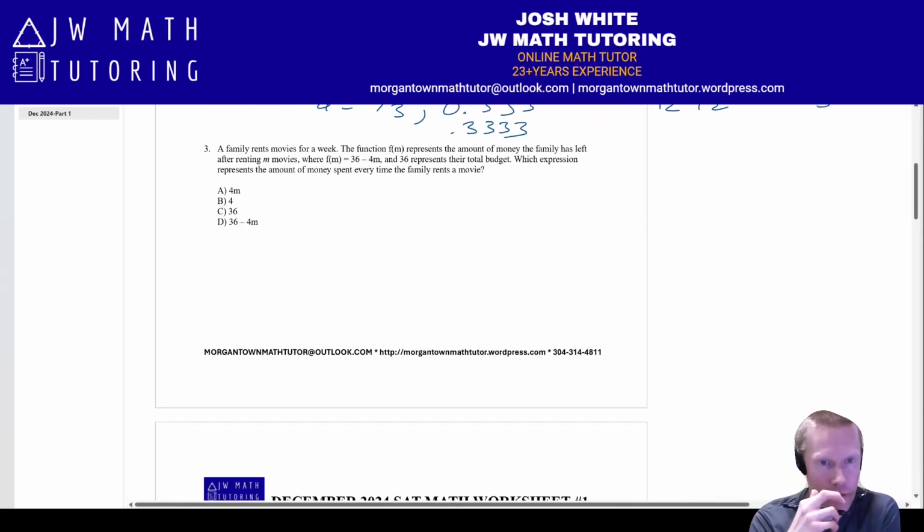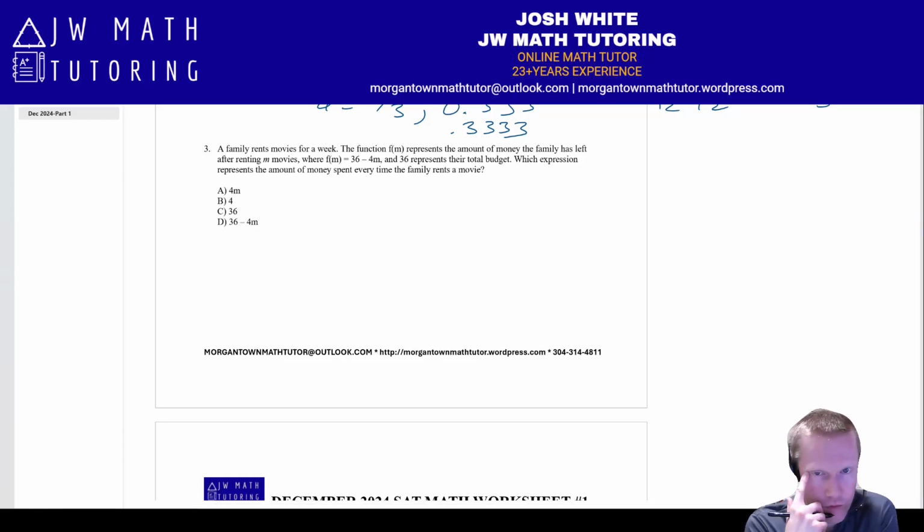Here you have a situation where they describe a family renting movies for a week, and the 36 in this function represents their total budget, basically the total amount of money they have, and they want to know which expression represents the amount of money that they spend every time the family rents a movie. So the answer to this is just going to be B.